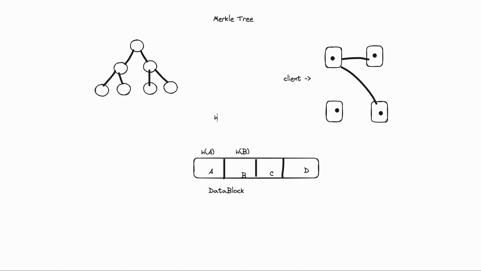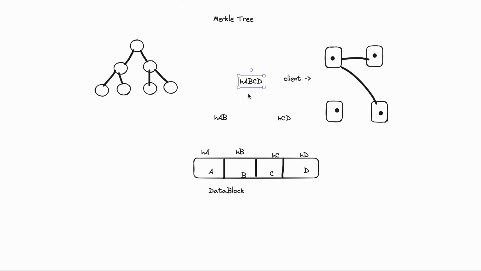Then we will calculate the hash of HA and HB, which means we will calculate the hash of hash of A and hash of B. Here, the same way, hash of C and hash of D, the same way here, hash of CD. Then finally we have a hash of ABCD.